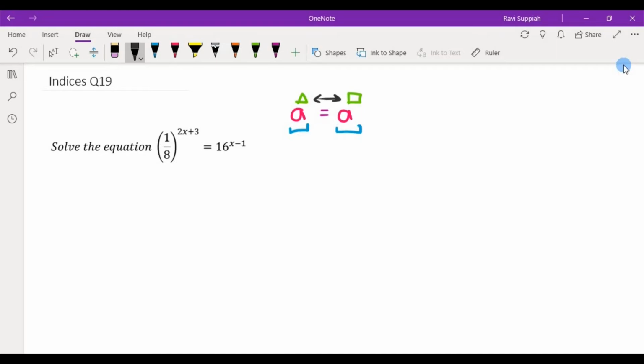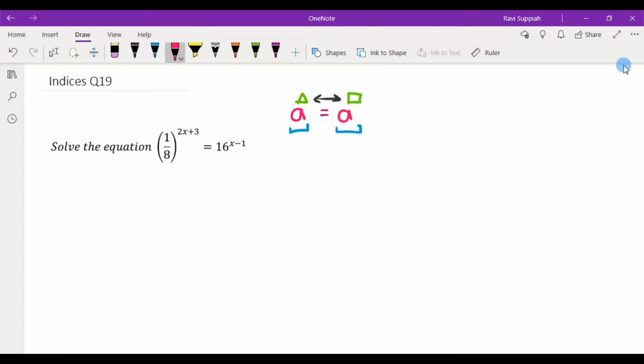If we look at this equation here, we have 8 and 16. Through practice, we can see that 8 is actually 2 cubed and 16 is 2 to the power of 4. So we do have a common base, where both the numbers can be represented through a common base 2. So let's move in that direction now.